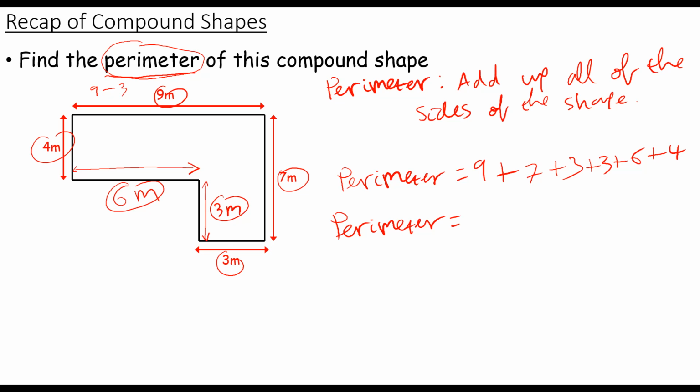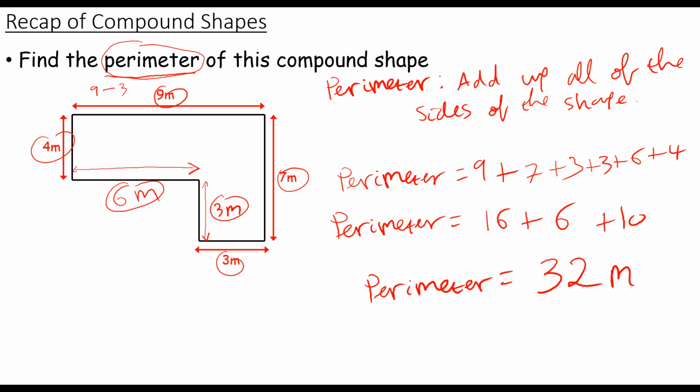So 9 plus 7 is 16. 3 plus 3 is 6. 6 plus 4 is 10. So I'm going to have 16 plus 6, which is 22, plus 10 is 32. So that means the perimeter is going to be 32. Now, these lengths were in meters, so 32 meters. It could be some sort of garden area or something like that.